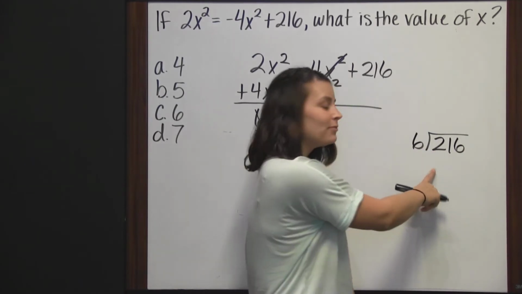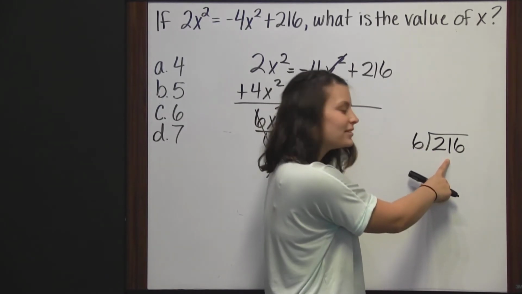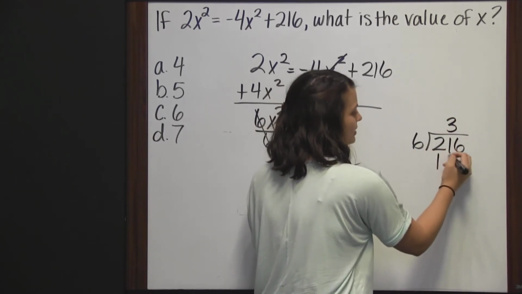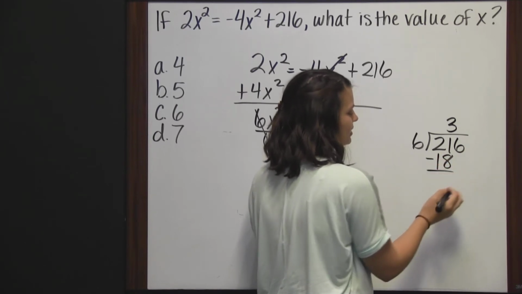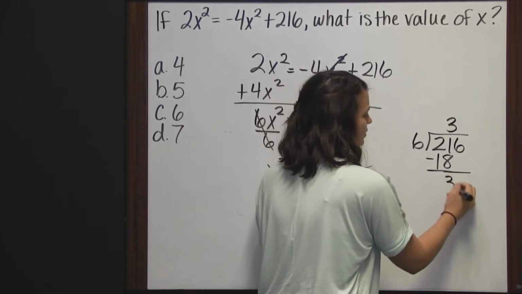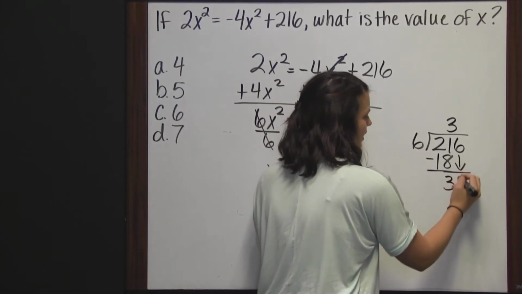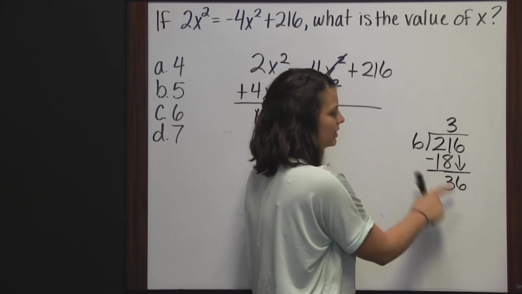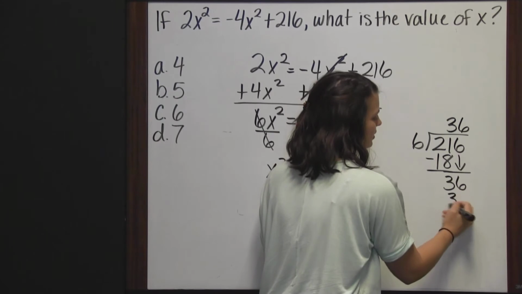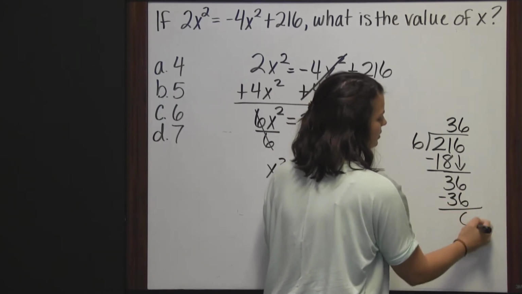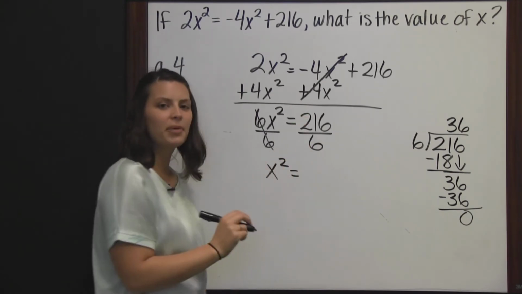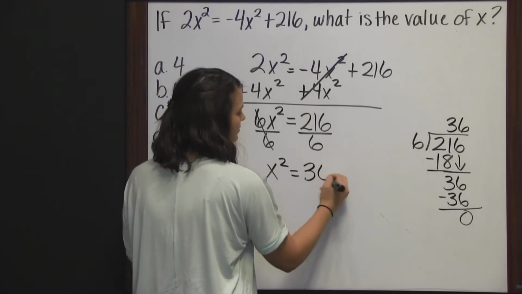6 does not go into 2, but it does go into 21. 6 times 3 is 18. It goes in 3 times and we get 18. 21 minus 18 is 3. We bring down the 6. And 6 goes into 36 6 times. 6 times 6 is 36. So when we subtract, we get a 0 remainder. So that means that 216 divided by 6 is 36.